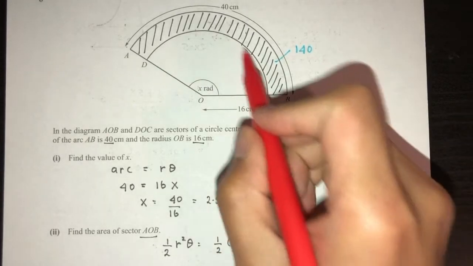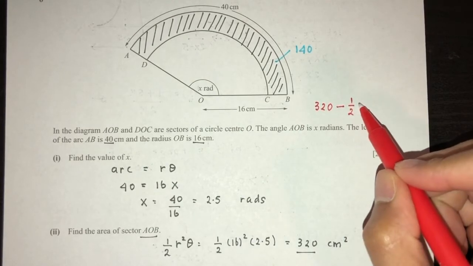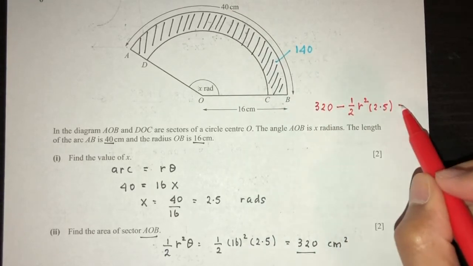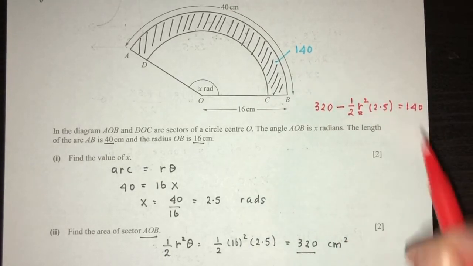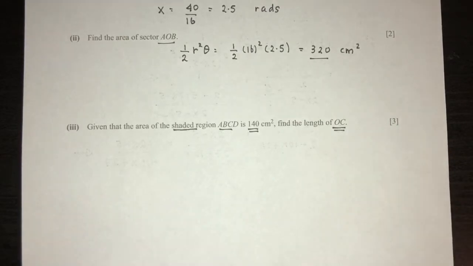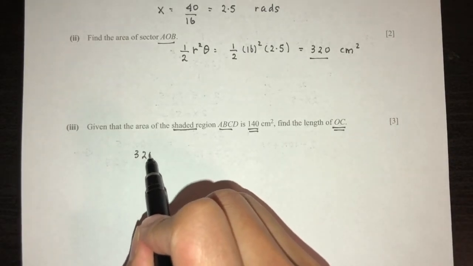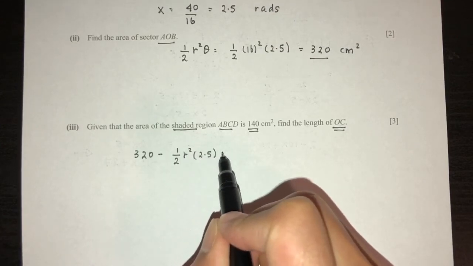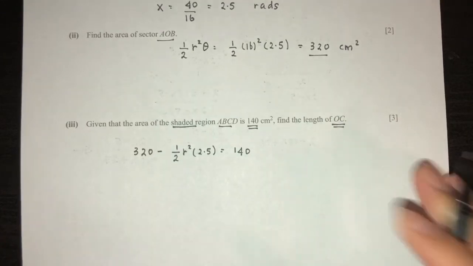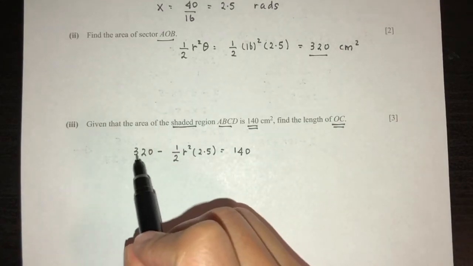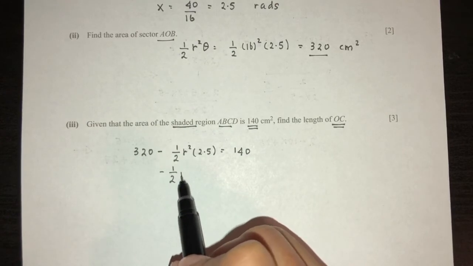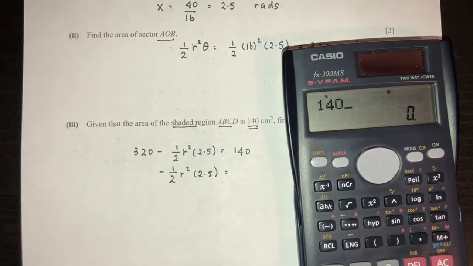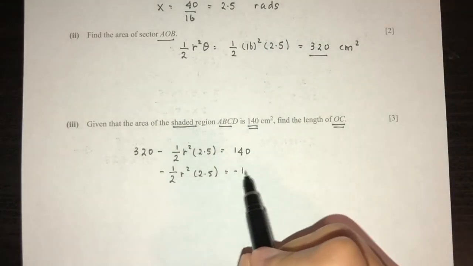We have to minus the inner area, which is half R squared, we don't know. Theta is the same, 2.5. That should be giving you 140. So we have to solve that equation for this value. So let's write this here. So we know 320 is the big sector minus the small sector, which has to give you the value of 140. Now simplify. You will have, send this over here, you will have minus half R squared 2.5 equal to 140 minus 320. That will be minus 180.